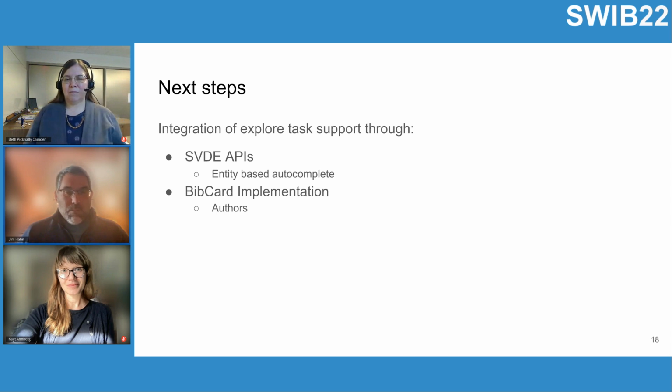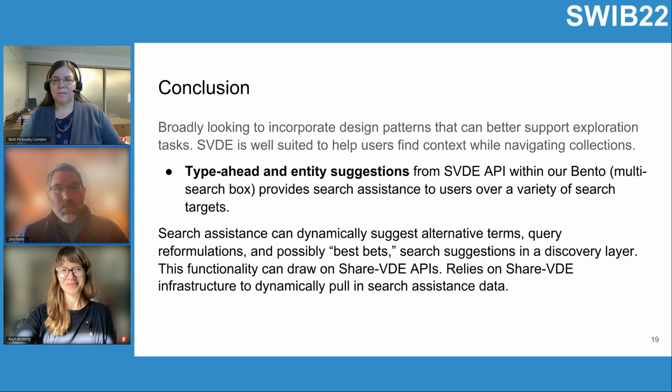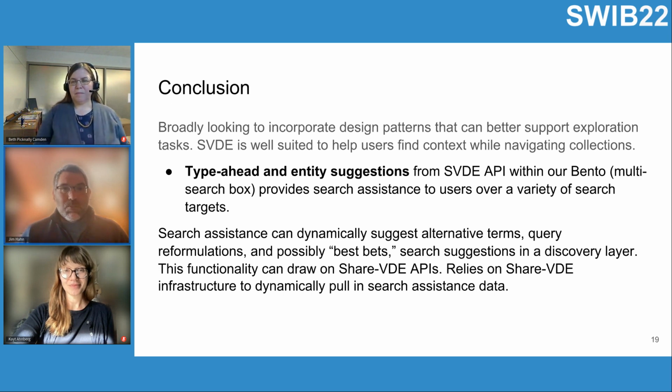Also, we saw with BibCard implementations various use cases for author search. I think our next slide is the last one. Really what we're looking at is patterns that support exploration, playing to the strengths of what linked data can do, while at the same time building upon the stuff that is already working well. Precise searching works pretty well with keyword searching, but we can complement that with some of the entity-based relationships.